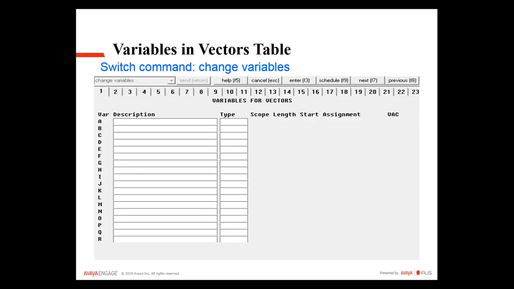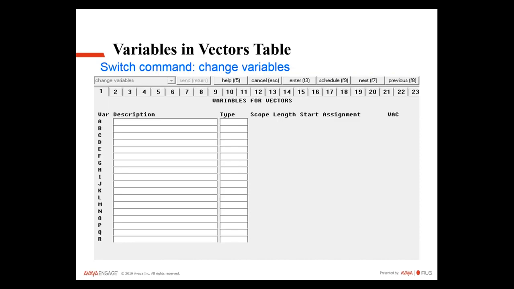This will be where all the magic happens: variables and vectors tables. The switch command here is change variables, pretty simple. And Avaya has given us so many now. We're up to, what did we say, 702 variables that we can use for all the different things. I certainly don't use that many, but I don't have that many different groups to divide up. But once you get rolling with it, you'll see that there's a lot of different things that you can variabilize, so to speak.